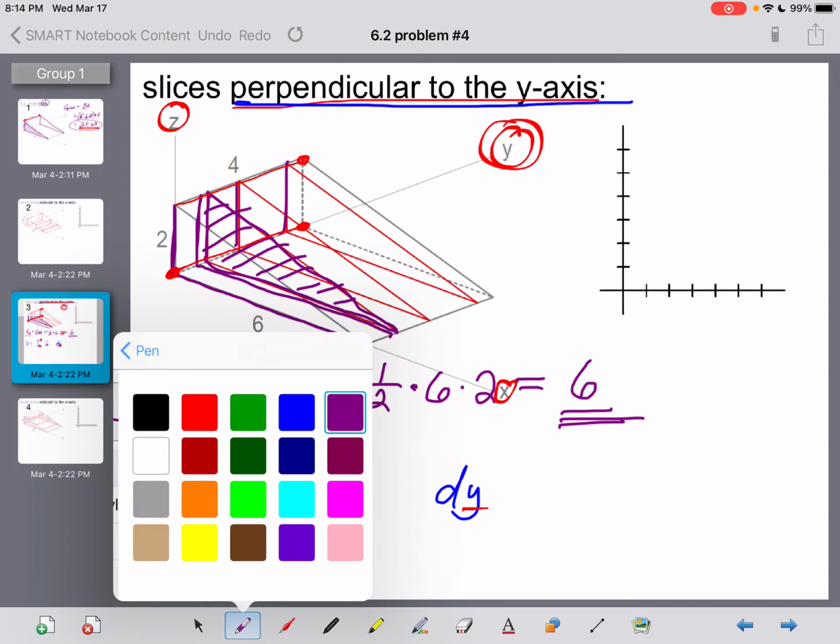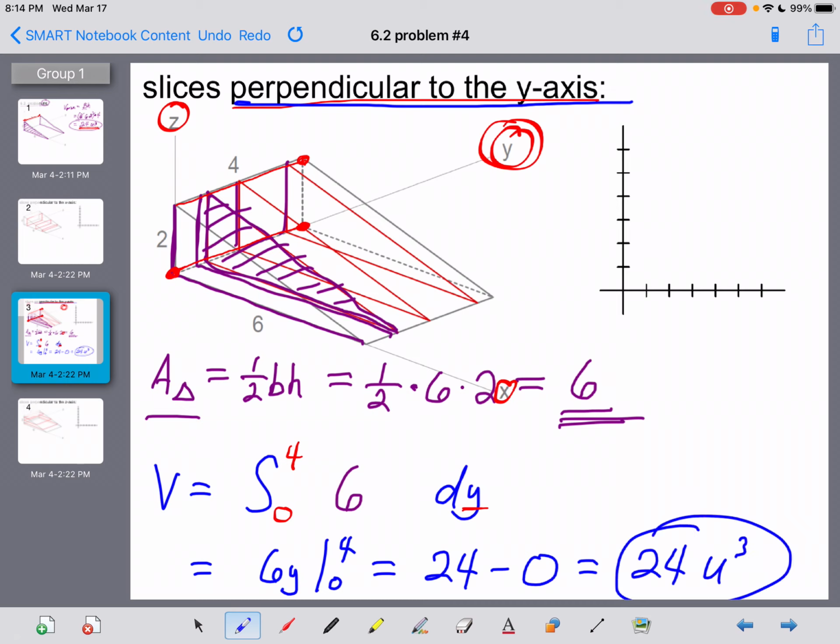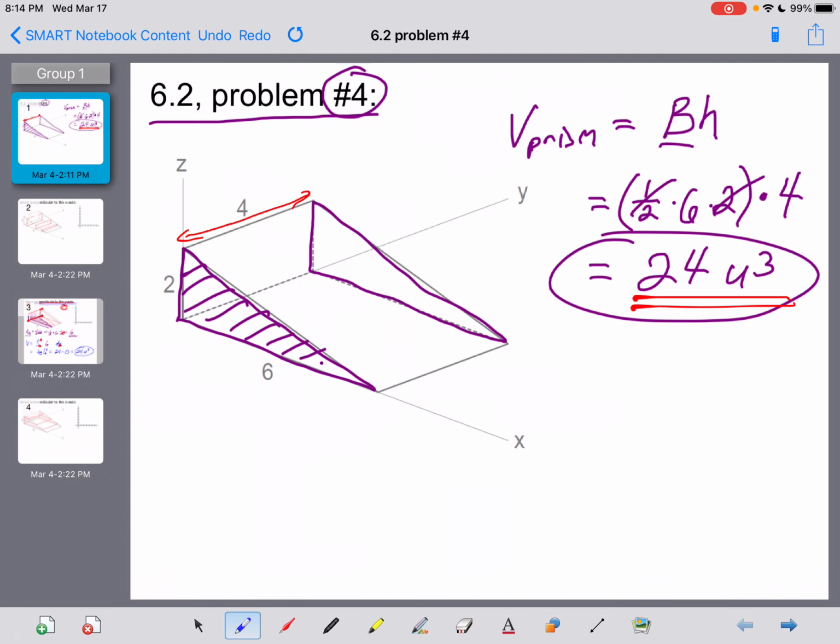Okay, so we don't do this often, but we're integrating a constant. What happens here, guys? We are now going to end up with 6y evaluated from 0 to 4. So the 6 times 4 is going to give us a 24, minus the 6 times 0, last I checked, is 0, and there it is, everybody. 24 cubic units for the volume of this solid if we took our slices perpendicular to the y-axis. And sure enough, that's the same answer that we got when we used geometry.